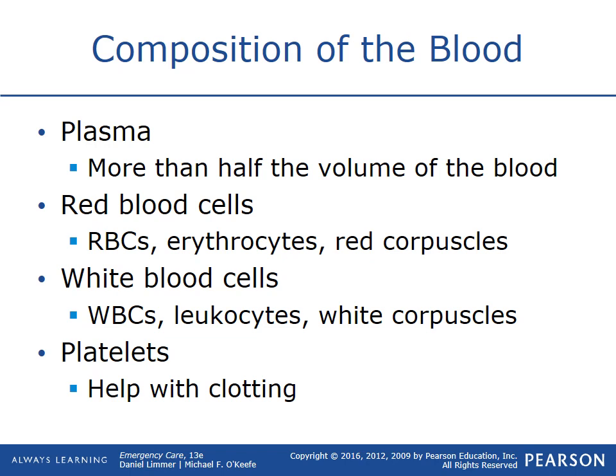White blood cells, WBCs, leukocytes, or white corpuscles. Those help to deal with infection. Platelets help with clotting of the blood. We have to have platelets in order for our blood to clot.